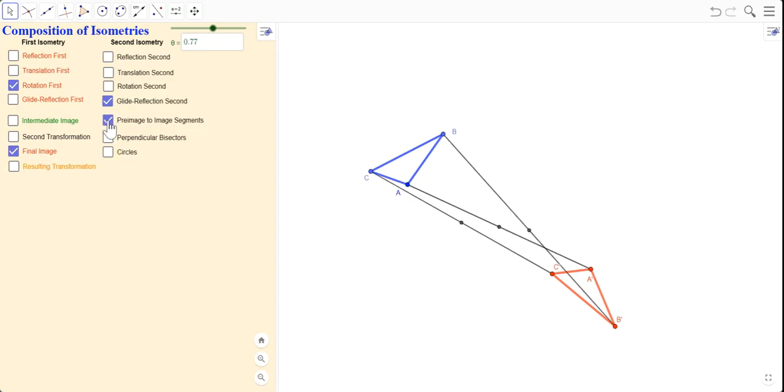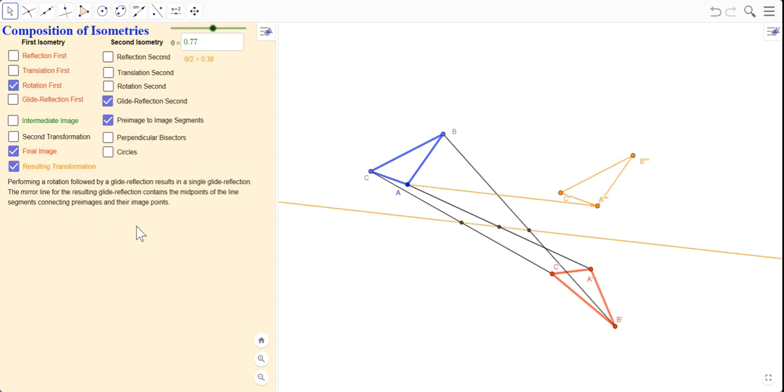So how can we see that? Well, if we connect up pre-image to image points with line segments and look at the midpoints, they're in a line. That line is the line for the glide reflection. Reflect the final image over that line, you'll get the intermediate image from the glide reflection, and that will help you identify the vector there. So if we were to translate A by this vector here to this A quadruple prime, then reflect over this orange line here, we'll get our final image A prime here.